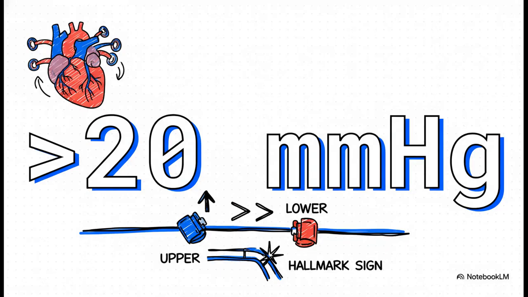And here it is, the number you have to commit to memory. When you do that 4-point blood pressure check, if you see a difference greater than 20 millimeters of mercury between the upper and lower extremities, boom. That is the classic textbook sign. It's a huge flashing red light for coarctation.